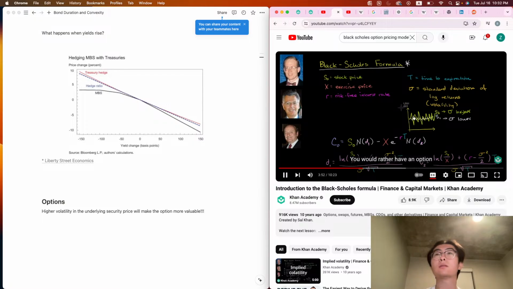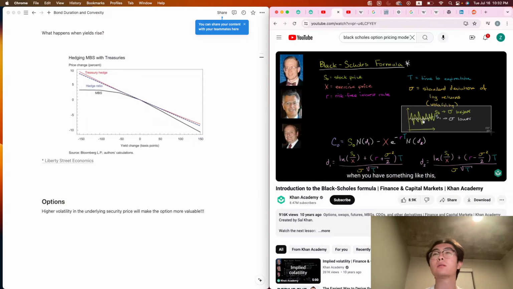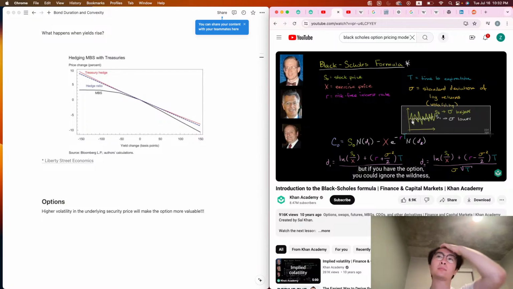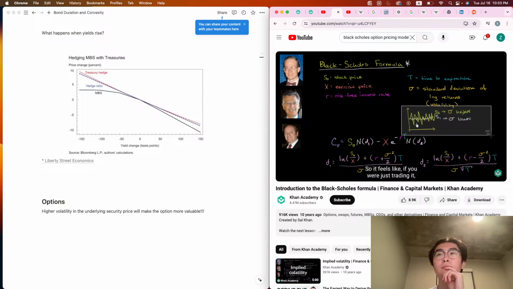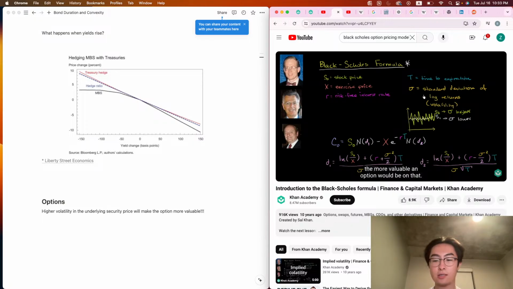You would rather have an option when you have something like this, because look, if you're owning the stock, man, this is a wild ride. But if you have the option, you can ignore the wildness, and then you can exercise the option if it seems like the right time to do it. So it feels like, if you were just trading it, that wow, the more volatile something is, the more valuable an option would be on that.